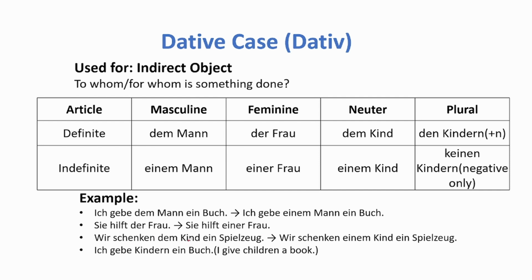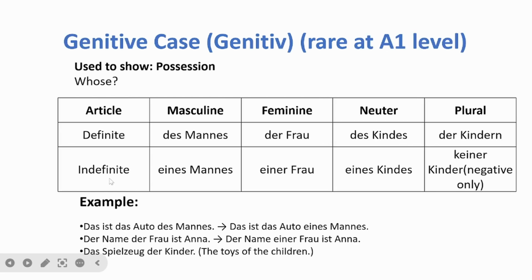Wir schenken dem Kind ein Spielzeug, which means we gift the child a toy. We give the child a toy. And in indefinite form, it is wir schenken einem Kind ein Spielzeug, which means we gift a child a toy.